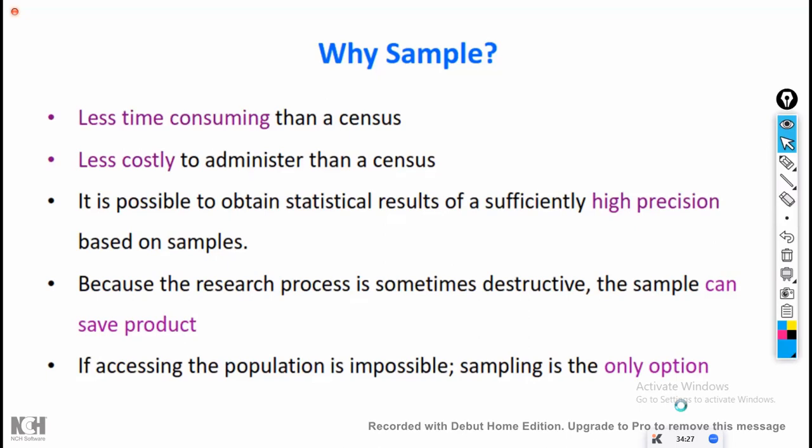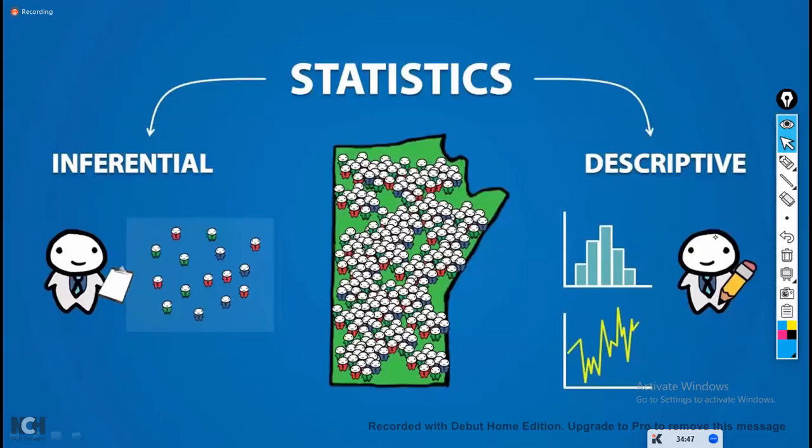Now, why are we going to work on the sample every time? It is less time consuming, less costly, and finally, sampling is the only option. That is the main reason for selecting the sample. We work on the sample, and based on the sample, we estimate the population. That is called inferential statistics. In statistics, we have inferential and descriptive.